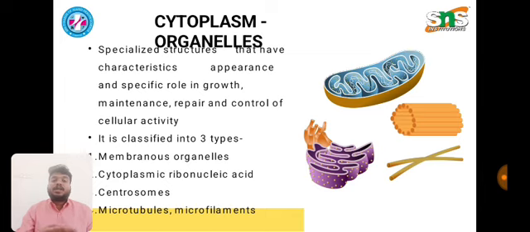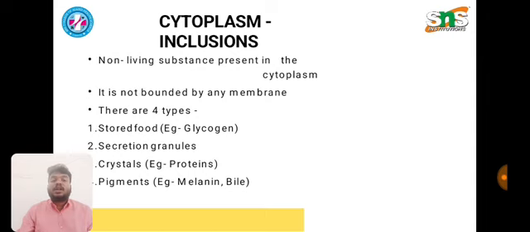The cytoplasm contains specialized structures that have a characteristic appearance and a specific role in growth, maintenance, repair and control of cellular activity. It is classified into three types: membranes, organelles, cytoplasmic ribonucleic acids, centrosomes, microtubules and microfilaments. Cytoplasmic inclusions are non-living substances present in the cytoplasm, not bounded by any membrane. There are four types: stored food, for example glycogen, secretion granules, crystals, for example proteins, and pigments, melanin and bile. These come under cytoplasmic inclusions.